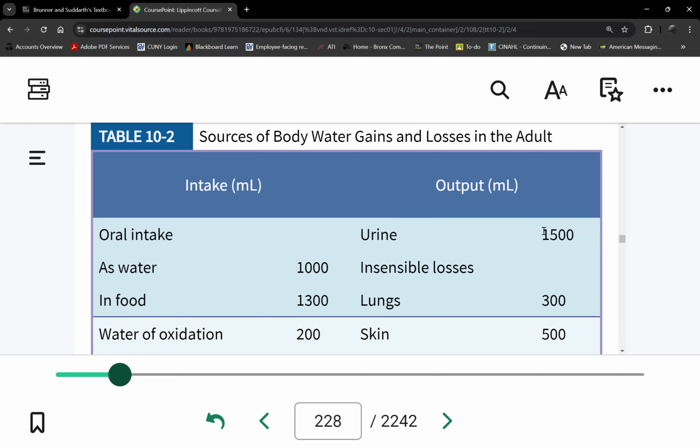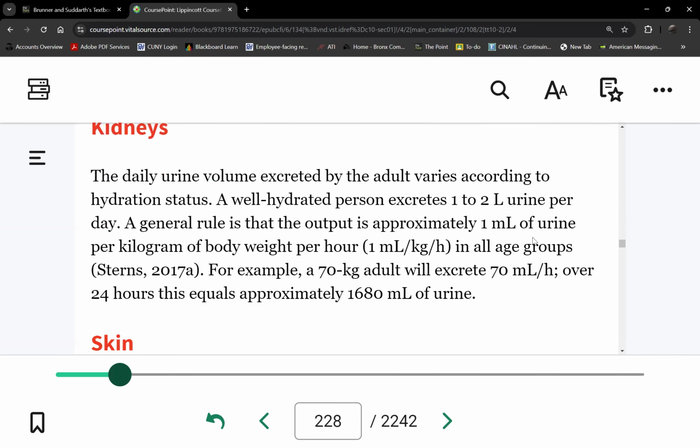So somewhere in the text in this chapter, it will tell you that 1 pound of weight lost or gain is equal to approximately 500 ml of fluid, of water. Whereas 1 kilogram lost or gained is equal to 1 liter. I'm not on that page, but that's what your textbook says. So that's what we'll use, okay?